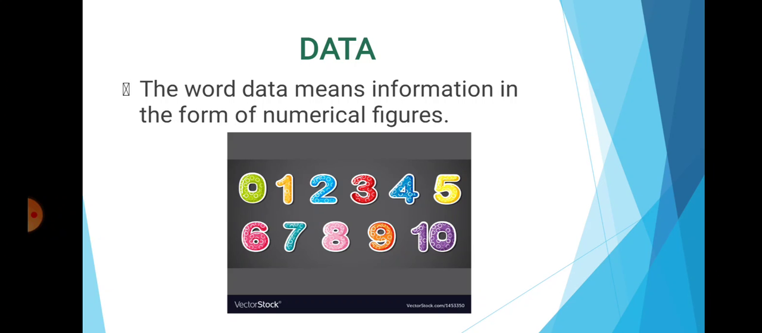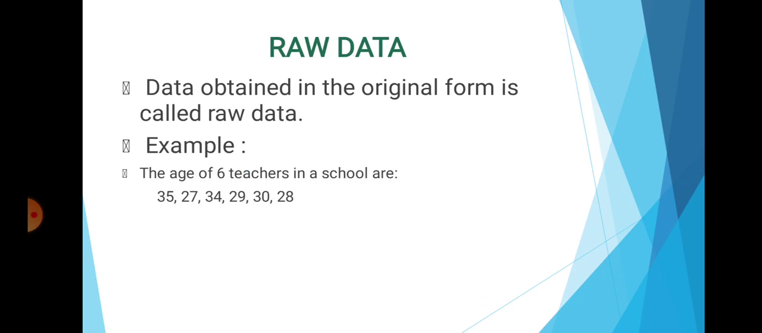The first is data. The word data means information in the form of numerical figures. So whatever information we are collecting, we will be collecting it in the form of numbers. Next, raw data. Data obtained in the original form is called raw data. The information that we have collected is called raw data.